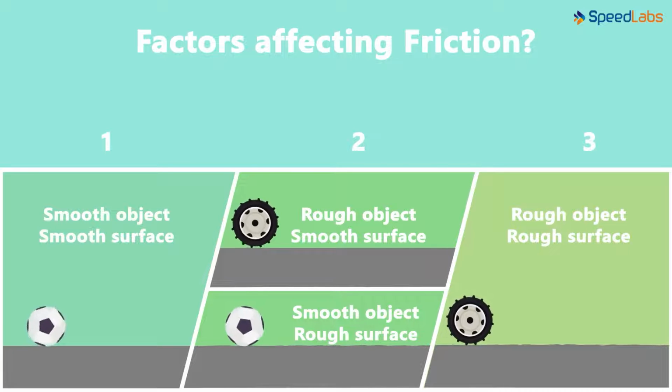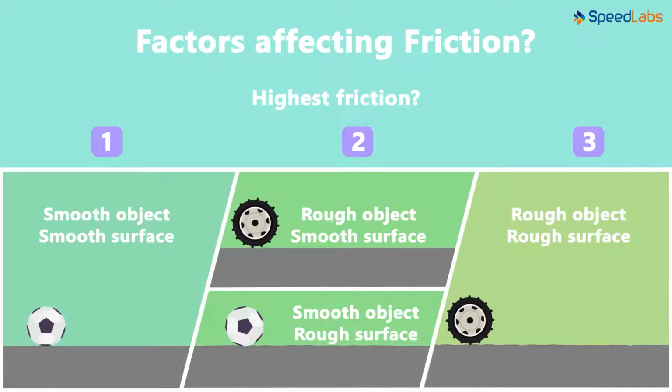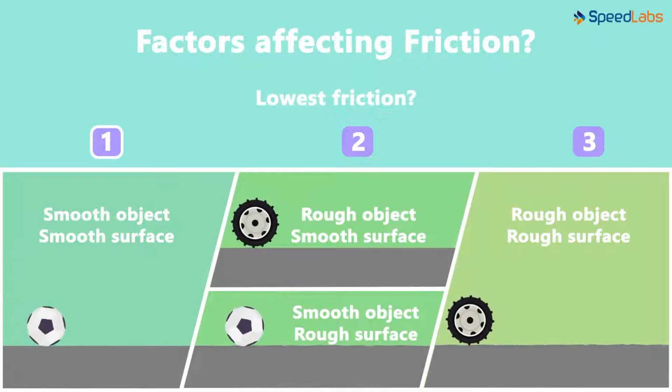In which situation do you think will the force of friction be the highest? Intuitively, you will tell me that in the third case, the force of friction will be higher than these 2 cases. And in which situation will the force of friction be the lowest? It'll be the first case as both the surfaces are very smooth. Though there will be friction here, it will be lesser than that in the other 2 cases.